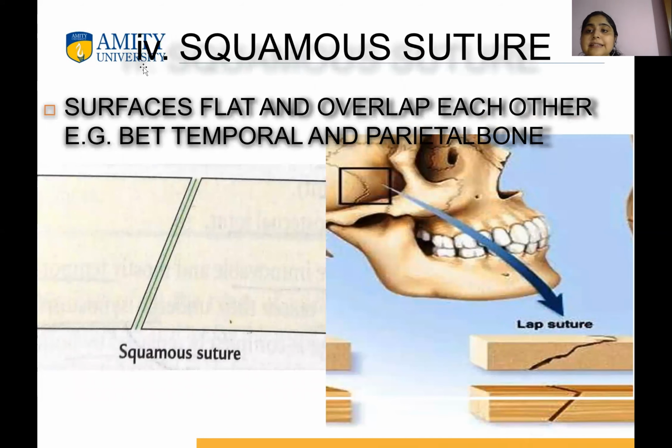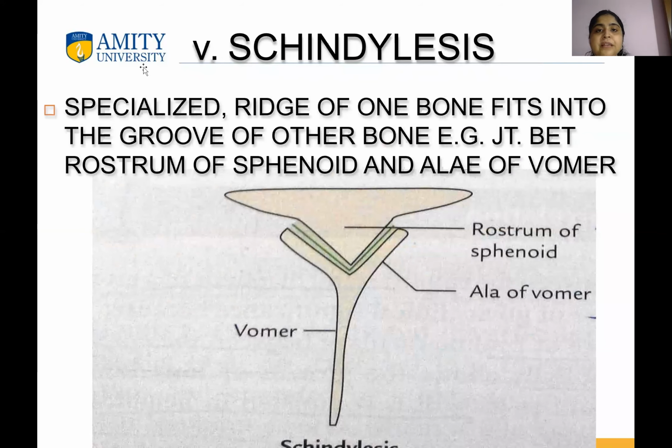Squamous sutures have flat surfaces that overlap each other. Example, the suture between the temporal and the parietal bone. Synovial, or schindylesis, is a specialized ridge of one bone fitting into the groove of another bone. Example, the joint between the rostrum of the sphenoid and the ala of the vomer.